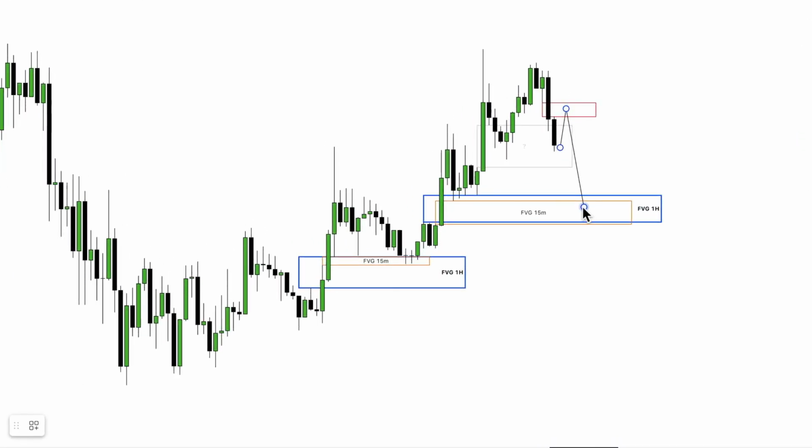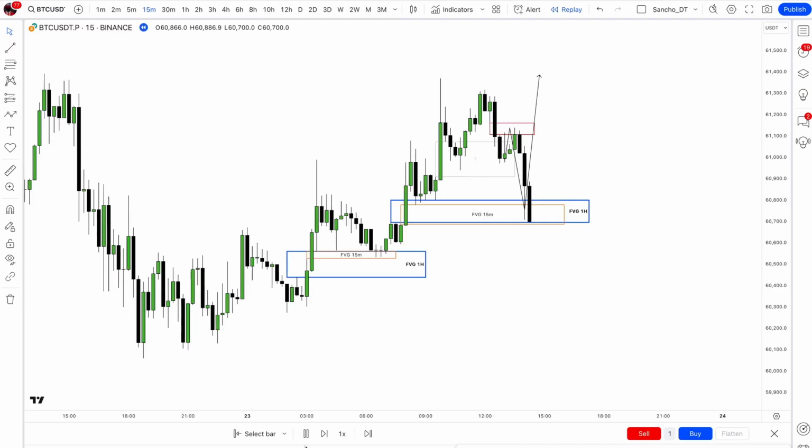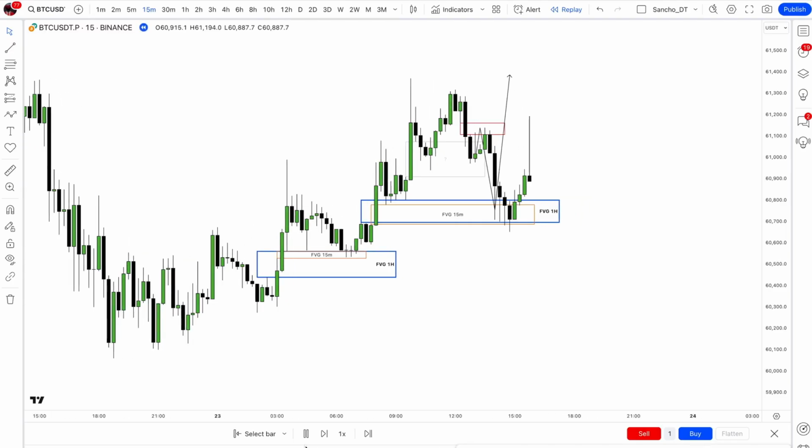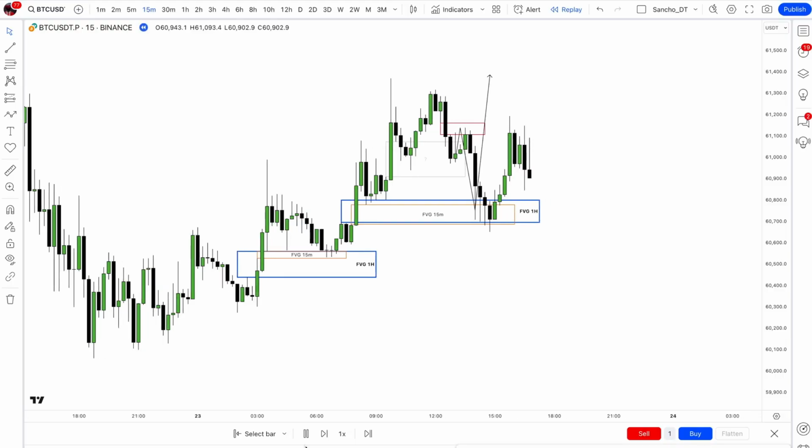After restoring this zone, the uptrend gains momentum again. Now let's look at the development of a bearish imbalance scenario. We see a sharp drop in price into the zone of the hourly and 15-minute imbalance. At this stage, the price temporarily pauses, filling the gaps, processing previously unfilled orders. Then, the uptrend resumes its movement.